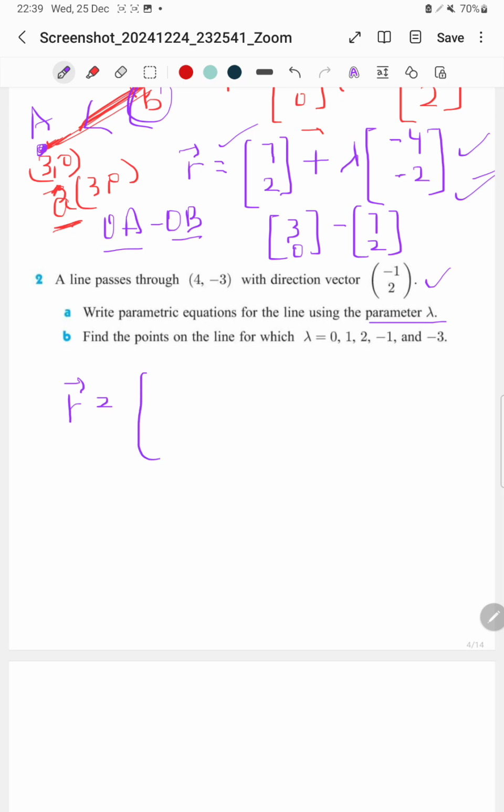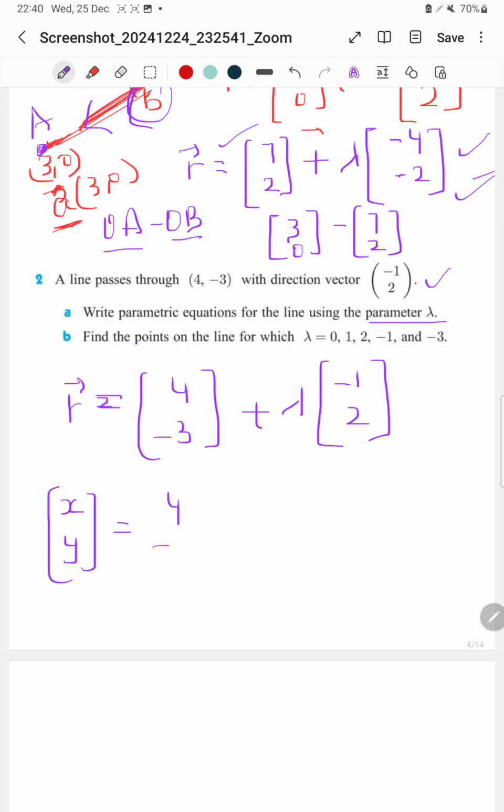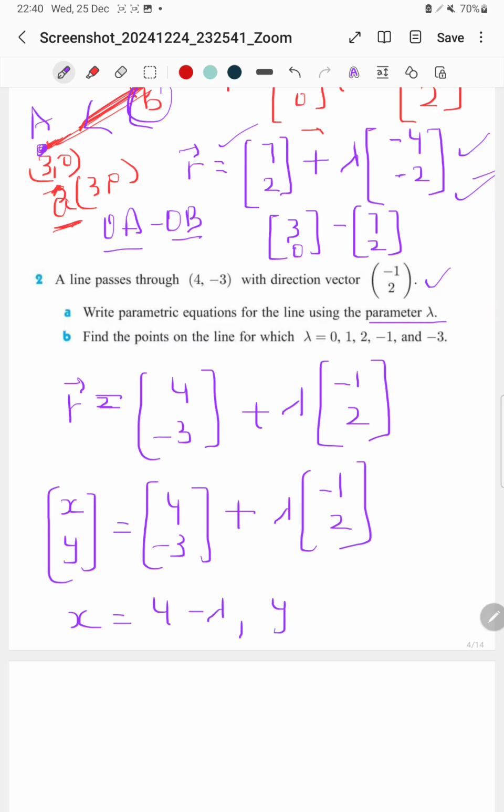r is equal to (4, -3) plus lambda times (-1, 2). They are saying parametric equation, so it is (x, y) equals (4, -3), that is the point, and this is lambda times (-1, 2). And now I can write the parametric equation: x is 4 minus lambda and y is equal to negative 3 plus 2 lambda.